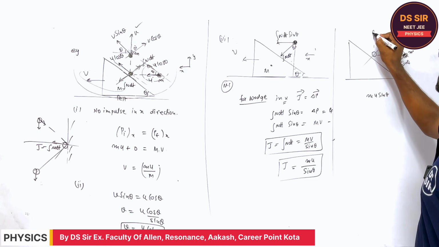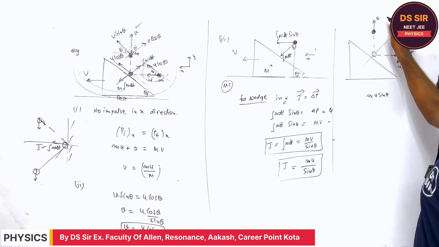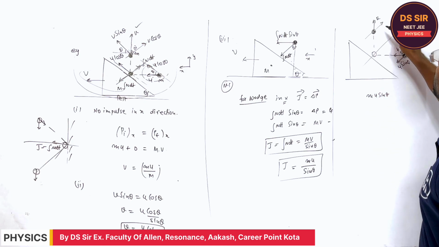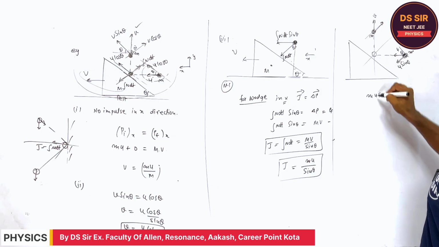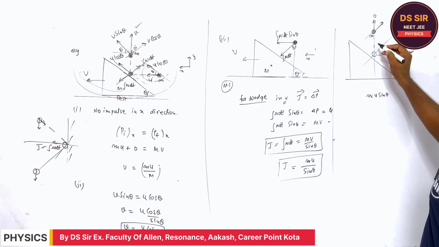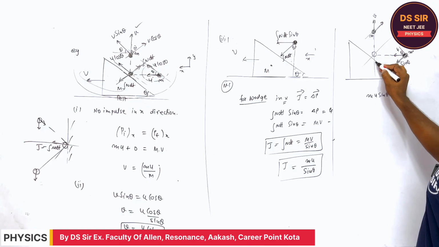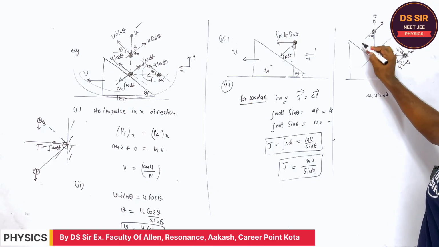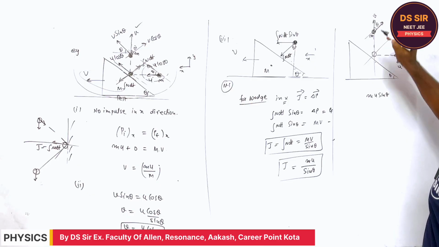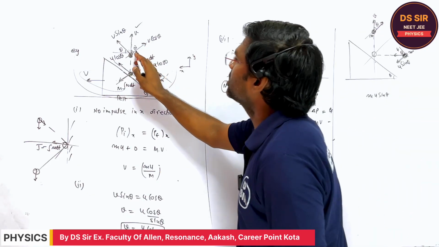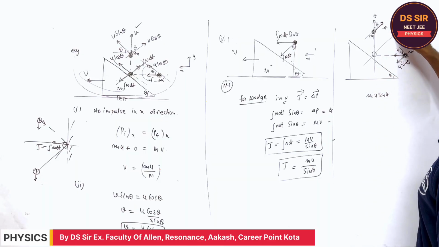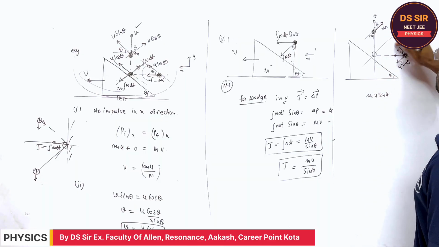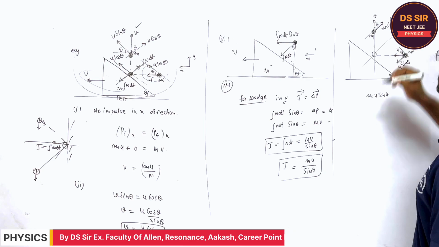Now, after the collision, its velocity becomes v. So, what is the component of the momentum along this direction? If this is theta, this is theta, 90 minus theta, 90 minus theta, this is theta. This component, this is theta. So what is the component of the momentum? Say m into v cos theta. Are you getting or not?